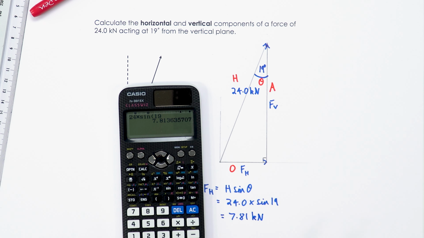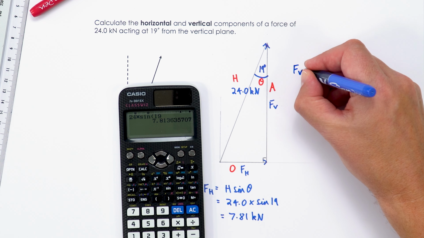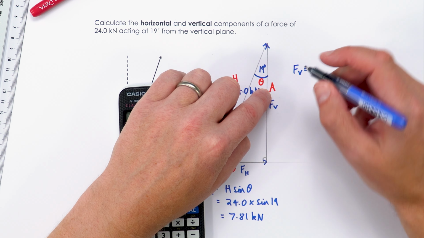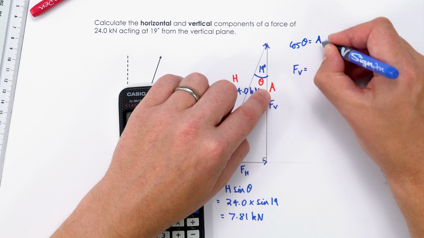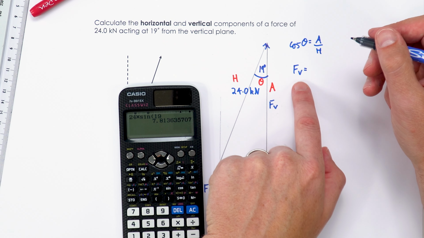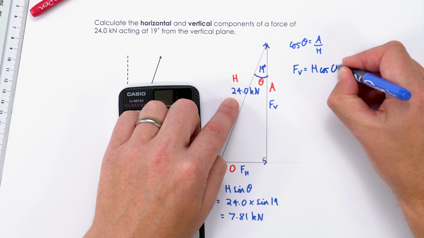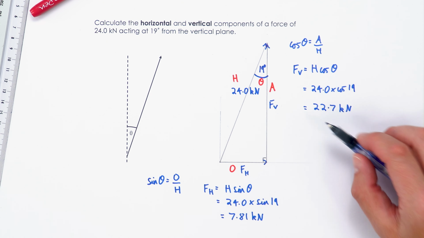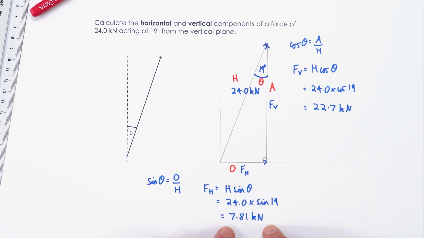And going up the side, the size of this force in the vertical direction, well, we know that we're trying to work out the adjacent side, and therefore we're going to use cos, where cos theta is equal to the adjacent over the hypotenuse, and therefore FV is going to be the size of the hypotenuse times cos theta. And so that length is 22.7 kilonewtons, and we can see that's a bigger force vertically than the smaller force that we had horizontally. And my approach to this was very simple.